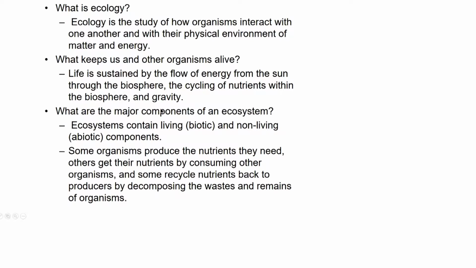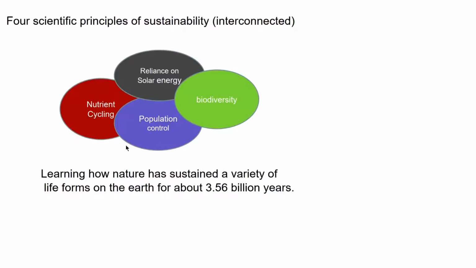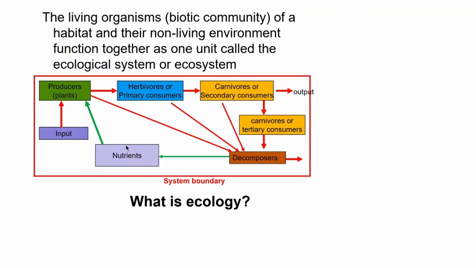The next question is, what are the major components of an ecosystem? As we have defined, ecosystems have living, that is biotic, and non-living, abiotic, components. Some organisms produce the nutrients they need, others get their nutrients by consuming other organisms, and some others recycle nutrients back to producers. You can see that some of them use the nutrients, flowing from one level like producers to herbivores to carnivores, or producers, herbivores or carnivores may also get decomposed directly. All this decomposition again brings back the nutrients in a cyclic manner into the system.